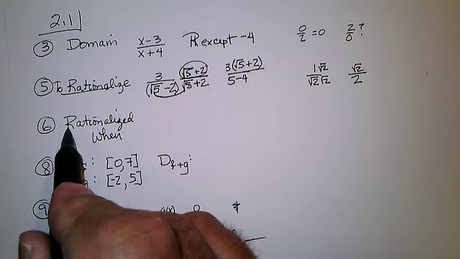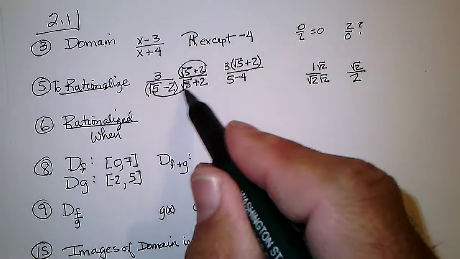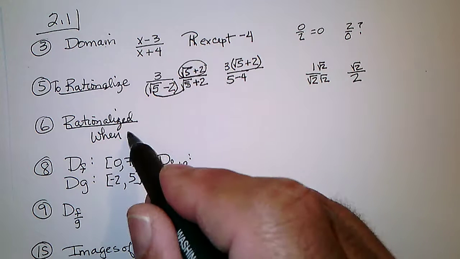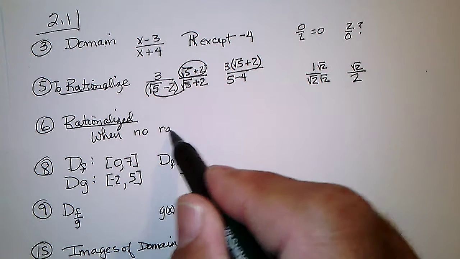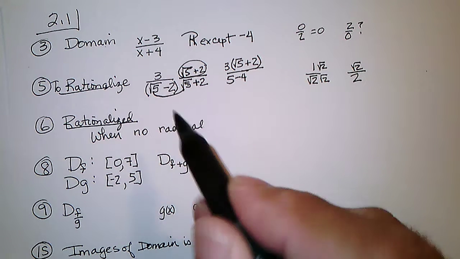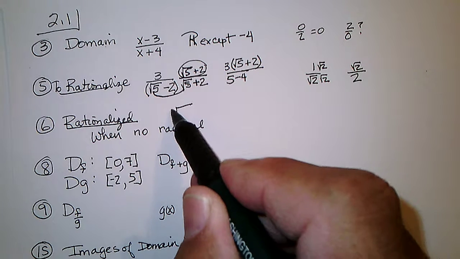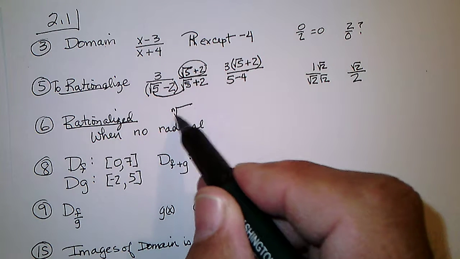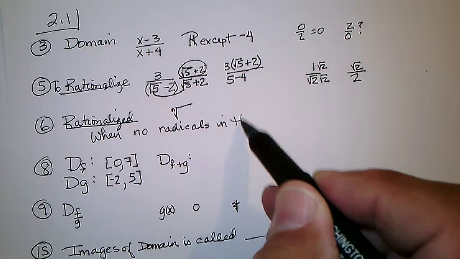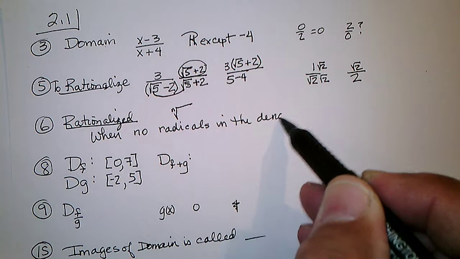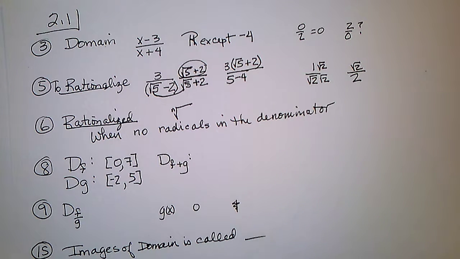So a fraction is rationalized, number 6, when there's no square roots, cube roots, any radicals. When no radicals. That doesn't mean like protesters. Radicals are roots. First, second root, third root, fourth root. No radicals in the denominator. Okay.